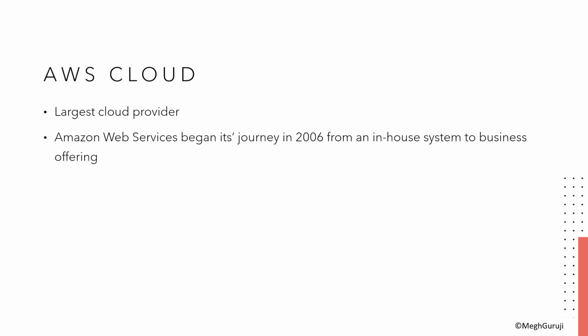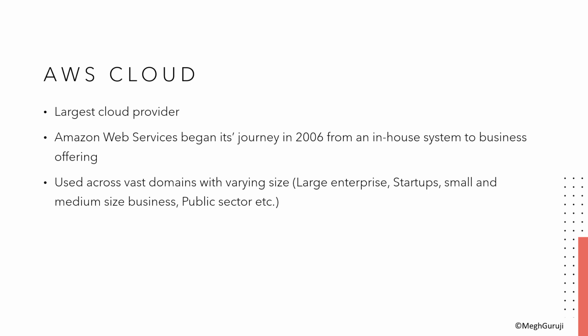It's a big retail chain, and they have different web services present in their system. So what they have done is that they use these web services for their own use in their website. But from 2006 onwards, Amazon Web Service begins its journey from an in-house system to a business offering to the rest of the world, so that they started this as a business, as a cloud business from 2006.